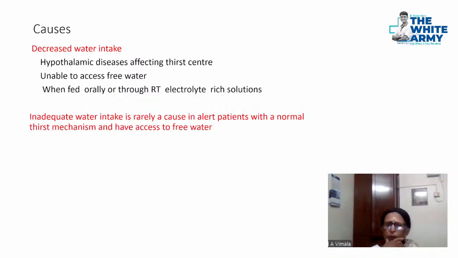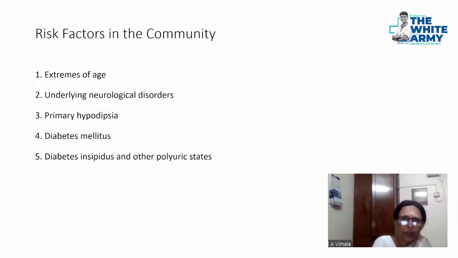So inadequate water intake is rarely a cause in alert patients where the thirst mechanism is intact and who have access to water. What are the risk factors in the community? In India also it is becoming more and more common when people are staying in old age homes, etc. Extremes of age, underlying neurological disorders, primary hypodipsia, diabetes mellitus, diabetes insipidus, and other polyuric states, they're all risk factors in the community.